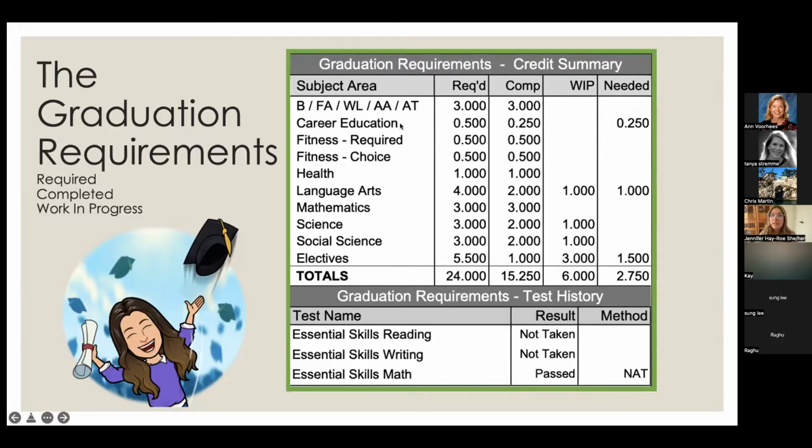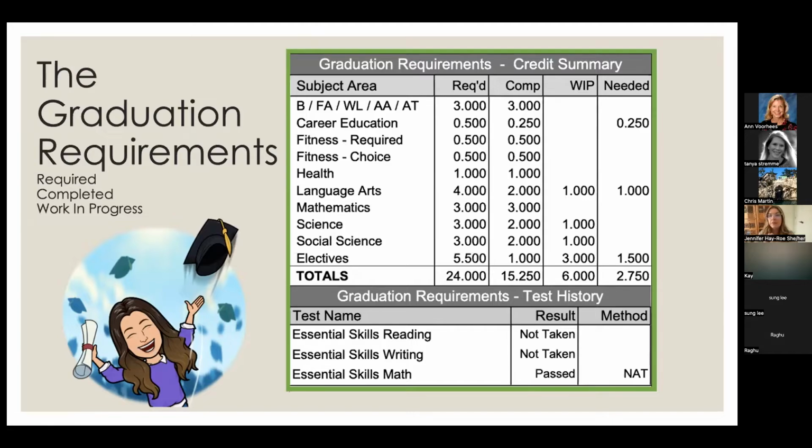Then there's career education, which at Sunset is a little chunk every year. There's the PE required and PE choice, health, language arts, math, science, social studies, and electives. This next column shows the amount of credit required in each area for graduation, with a grand total of 24 credits required in those specific areas to graduate. The next column, this one completed, are the classes that your student has completed and earned credit in.